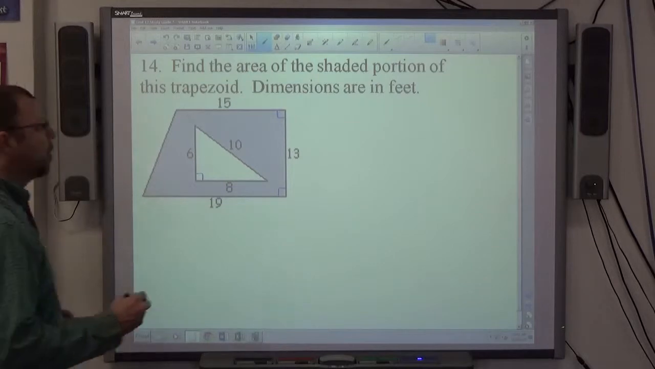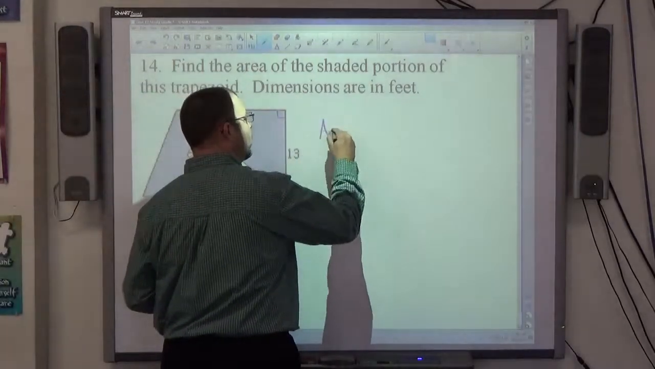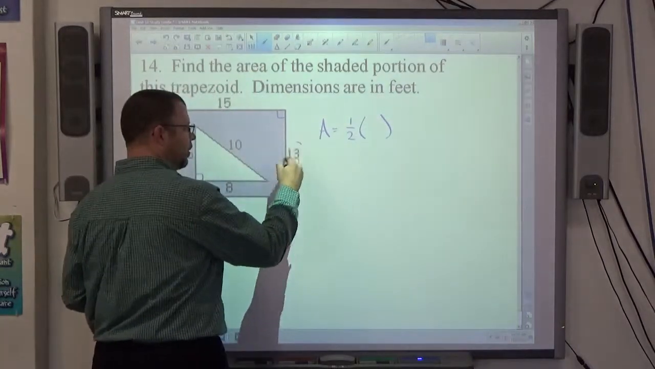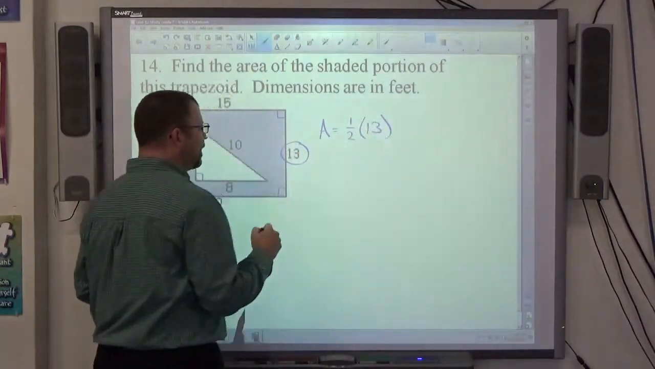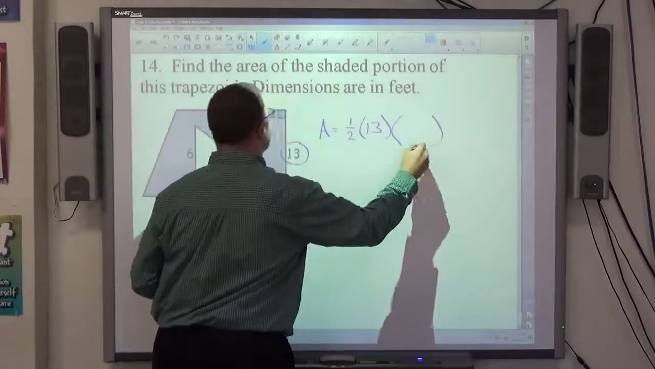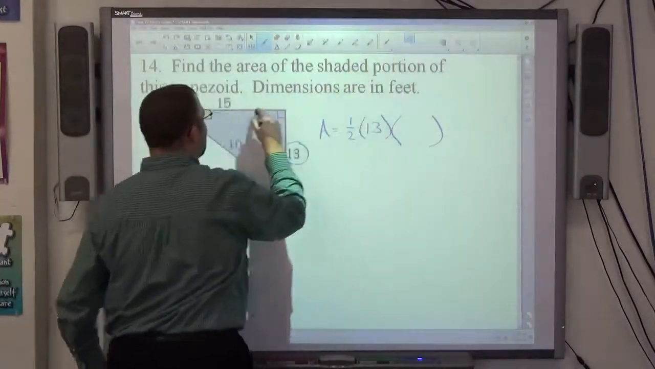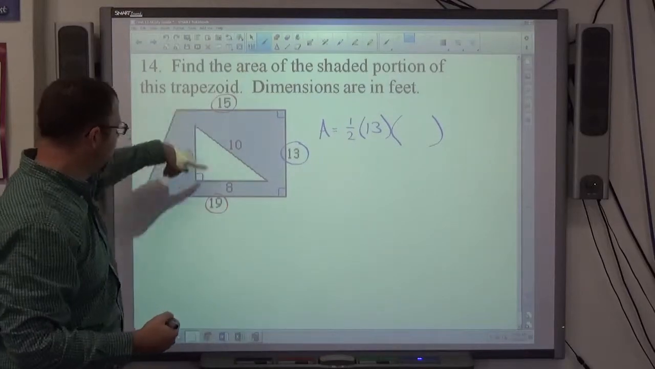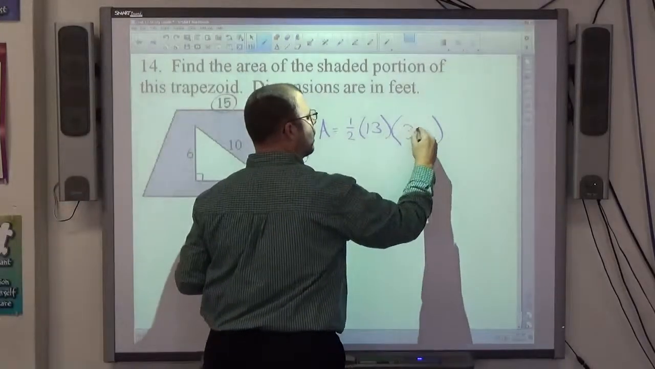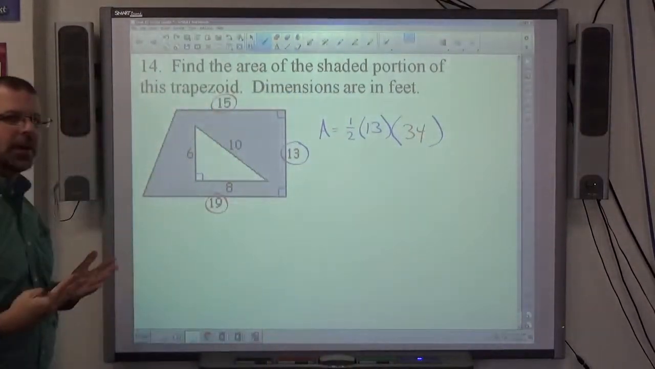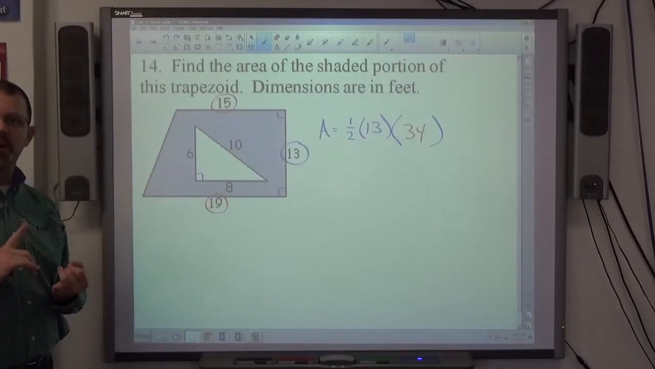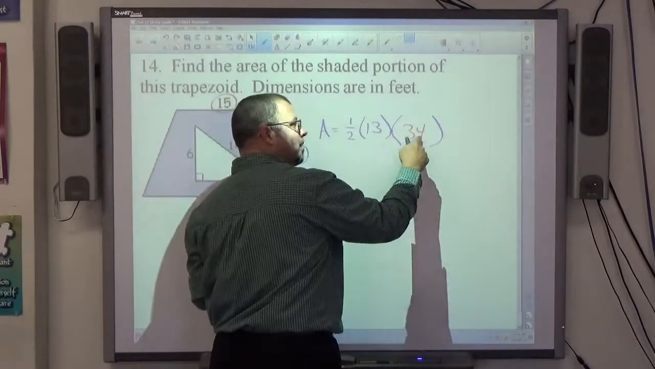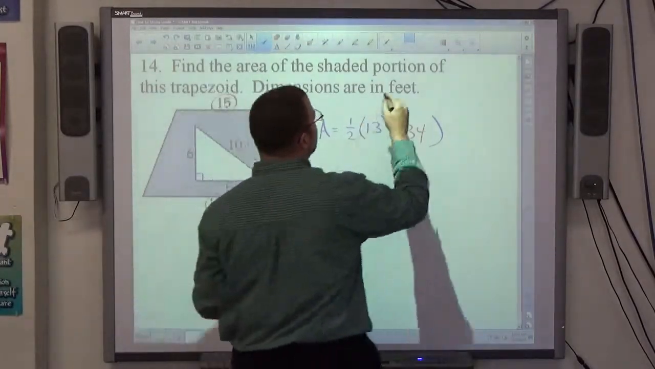Area formula for trapezoid is 1/2 times the height, which is 13, times the sum of the bases. And the bases are 15 and 19, and that's the sum of the bases, so add those up. 15 plus 19 is 34. It's a very easy formula to remember. Area formula for triangles: half times base times height. Trapezoid's half times the sum of bases times height, so it's almost the same formula.